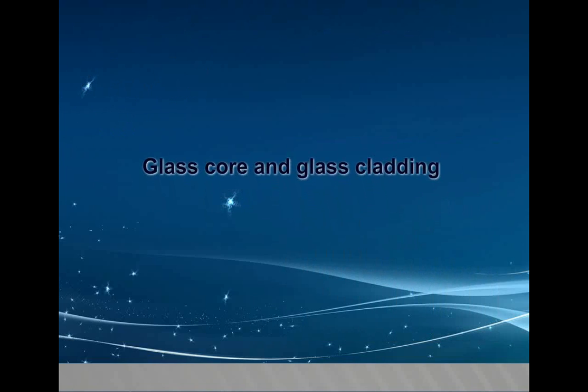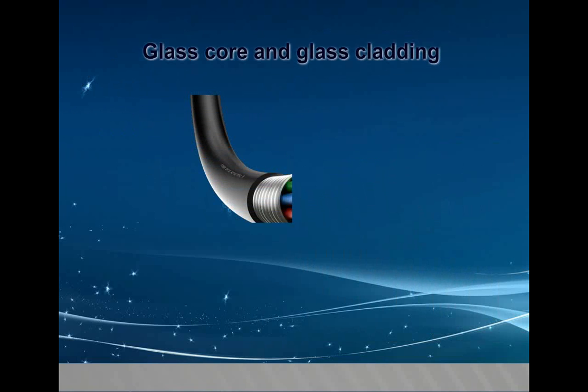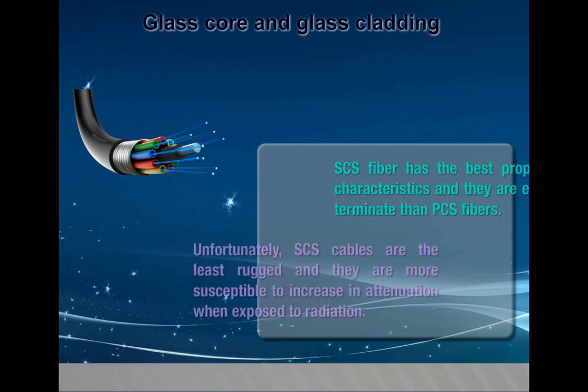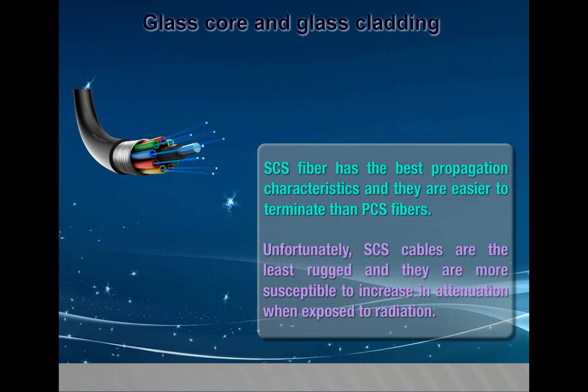Glass core and glass cladding. SCS fiber has the best propagation characteristics and is easier to terminate than PCS fibers. Unfortunately, SCS cables are the least rugged and are more susceptible to increase in attenuation when exposed to radiation.